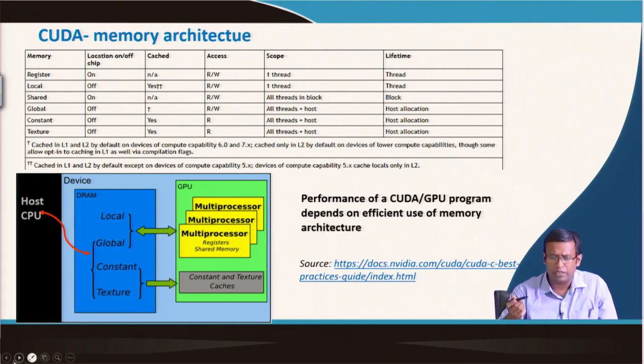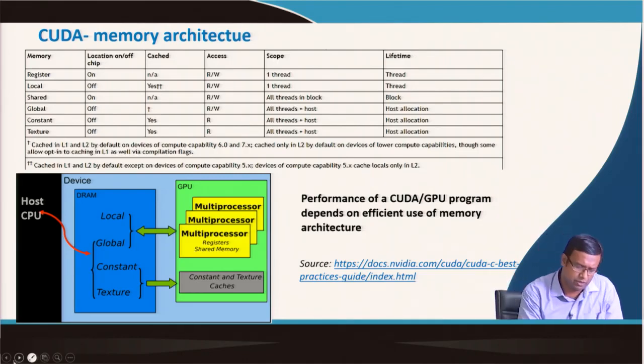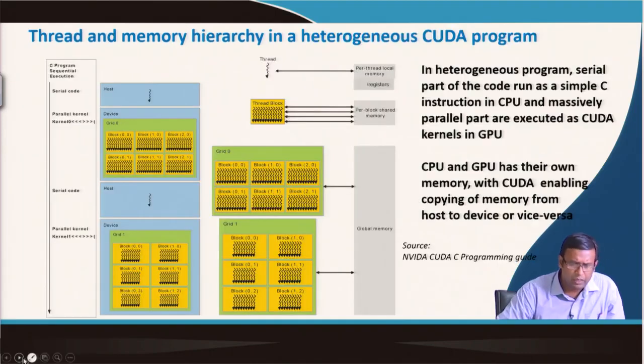Performance of a CUDA and GPU program depends on efficient use of this memory architecture that we understand now. Now, how are the thread and memory architectures in a heterogeneous CUDA program? Why do we call it a heterogeneous program?